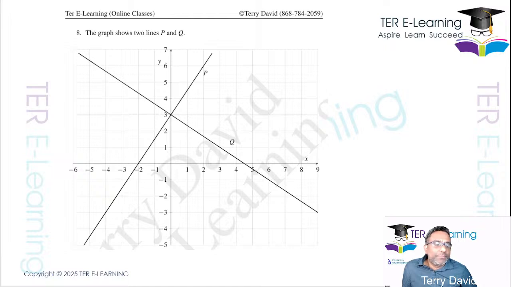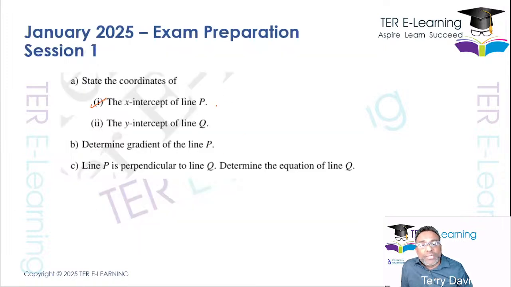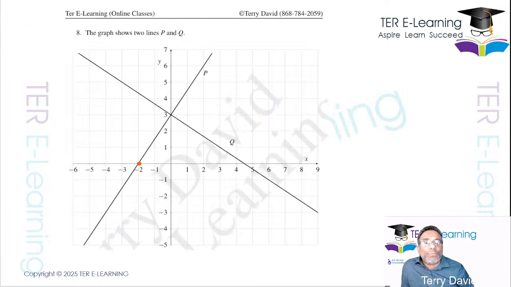Make sure when you're given a coordinate, you have to give me two numbers. This here is where the line cuts the x-axis, and that coordinate there is minus 2, 0. Make sure you all write it. Some students mix up the numbers. So it's minus 2, 0. What's the y-intercept of line Q?